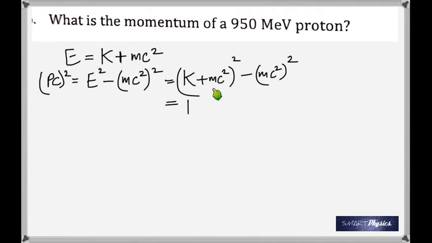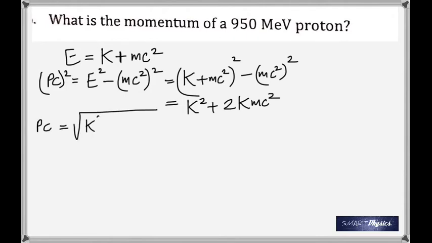And when you simplify this, you're going to have three terms here. The first term is K squared. The second term will be 2K MC squared. And the third term will be exactly this term, but positive. So the third term gets cancelled with this term. Finally we only have two terms, which is K squared plus 2K MC squared. Remember, on the left hand side we have (PC) whole squared. So when you take the square root, you have PC on the left side, and then the square root of this.